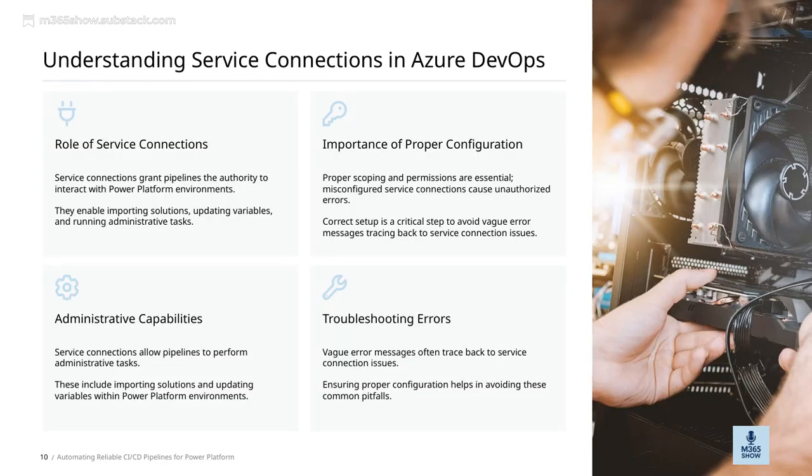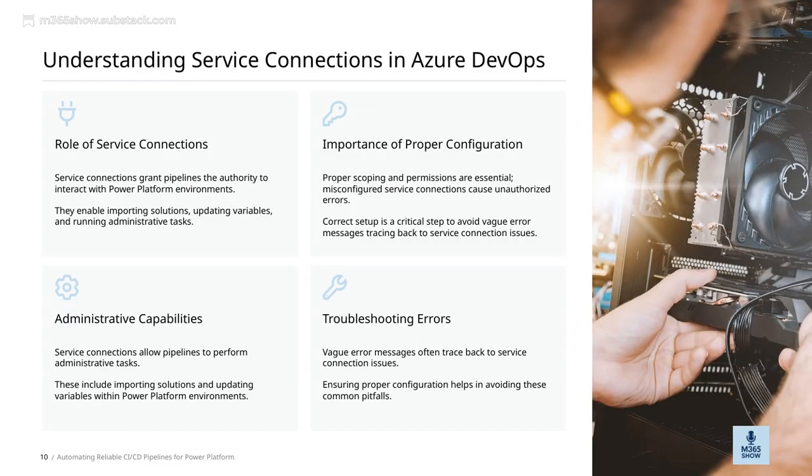Understanding service connections in Azure DevOps is crucial for building reliable CI/CD pipelines, especially when working with Power Platform. Often, when we encounter vague error messages, they actually stem from issues with service connections. Ensuring these are properly configured can save us a lot of troubleshooting time and help avoid common pitfalls. Service connections are what allow our pipelines to perform administrative tasks within Power Platform environments. This includes actions like importing solutions, updating variables, and other essential tasks that keep our deployments smooth.